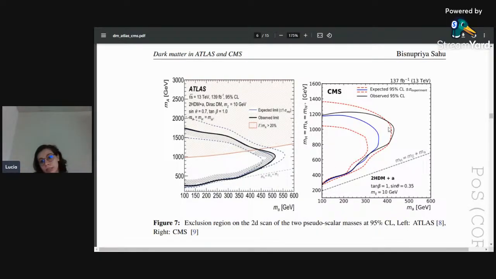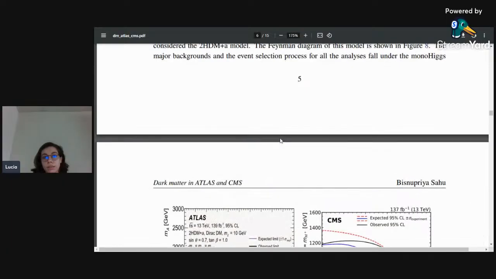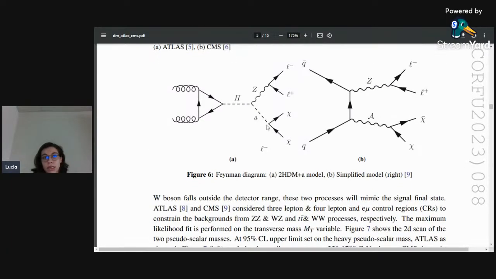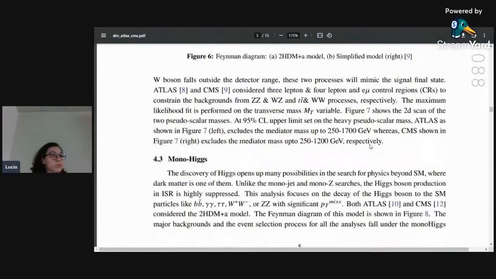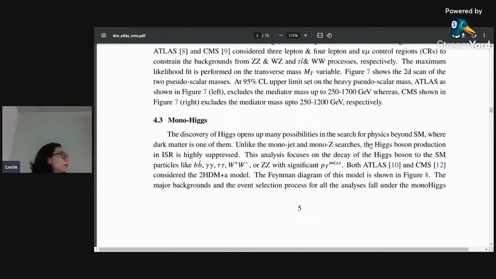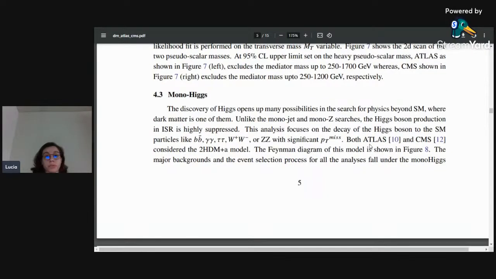So these regions are the excluded ones, so everything inside here is excluded. And this line right here is to consider that this mediator here or here is really produced. It's not virtual.